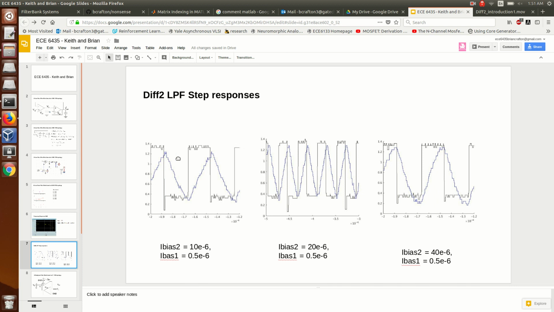Our first graph here shows an I bias of 10 to the -6, just like the frequency response on the previous page, and we're getting a little bit more than 0.7, but it's still pretty close. For the next one we just doubled the second bias current, and of course our gain's larger. And for the last experiment we did 40, so we doubled it again, and then the gain is pretty much the same as the step response.